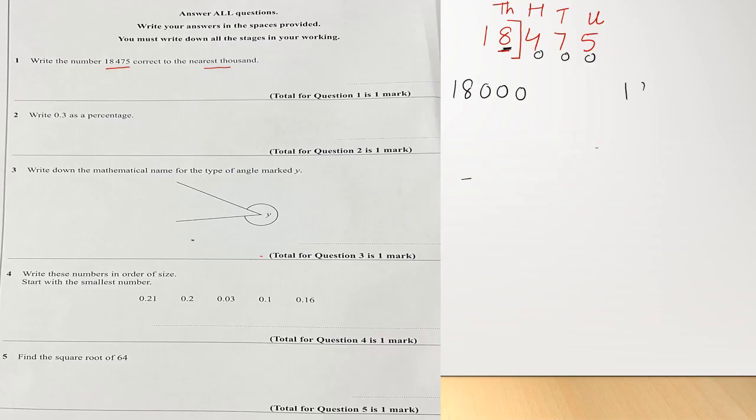and 1 up if you do, it's 19,000. Now you have to think whether your number 18,475 is next to 18,000 or 19,000. So have a go. Just think which number is nearest to 18,475. Yes, well done. So 18,000. So your correct answer is 18,000.